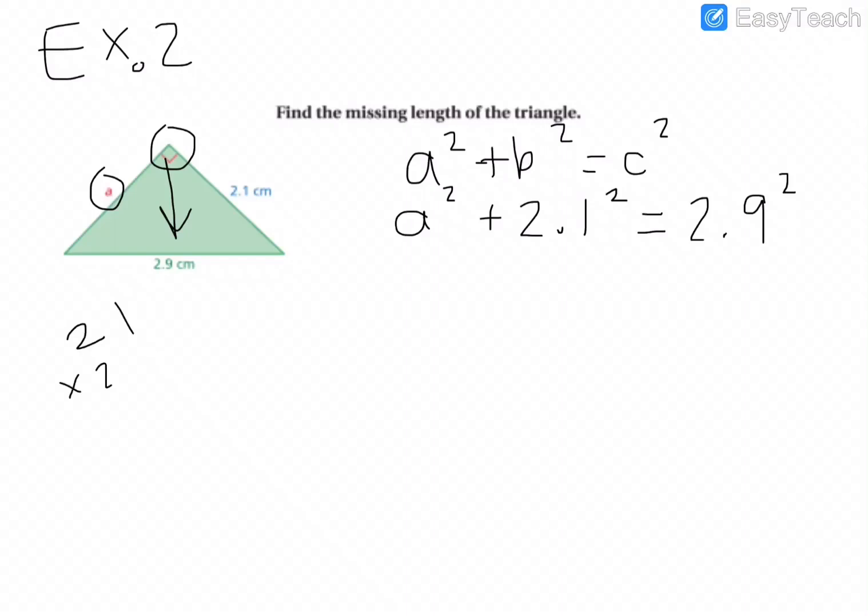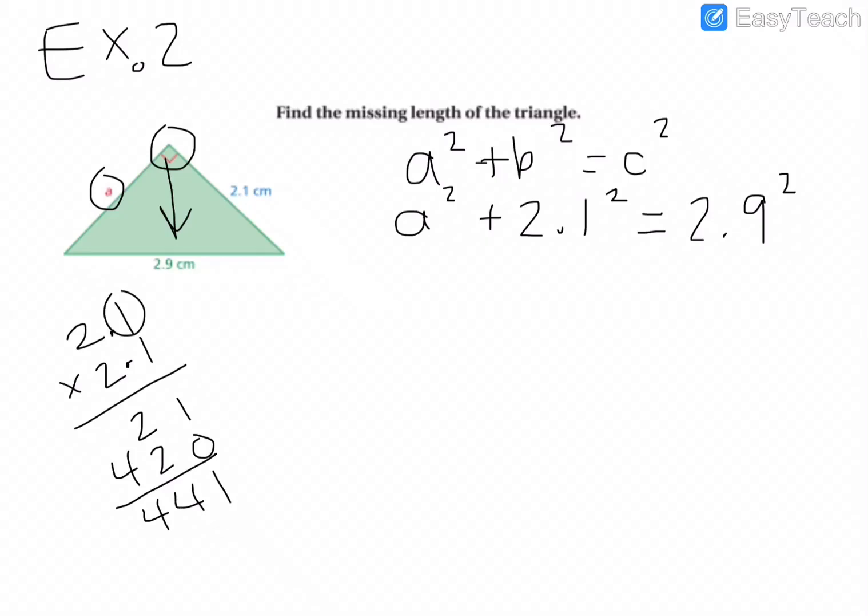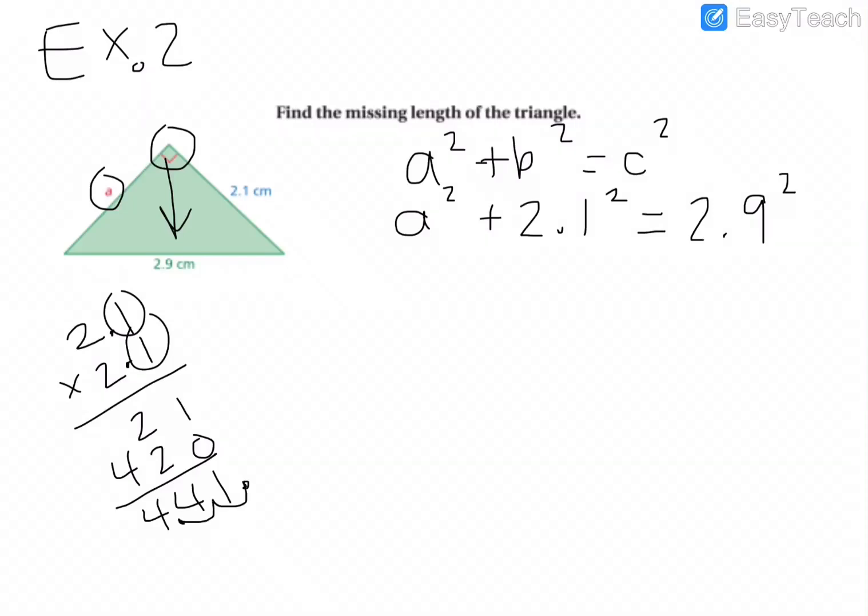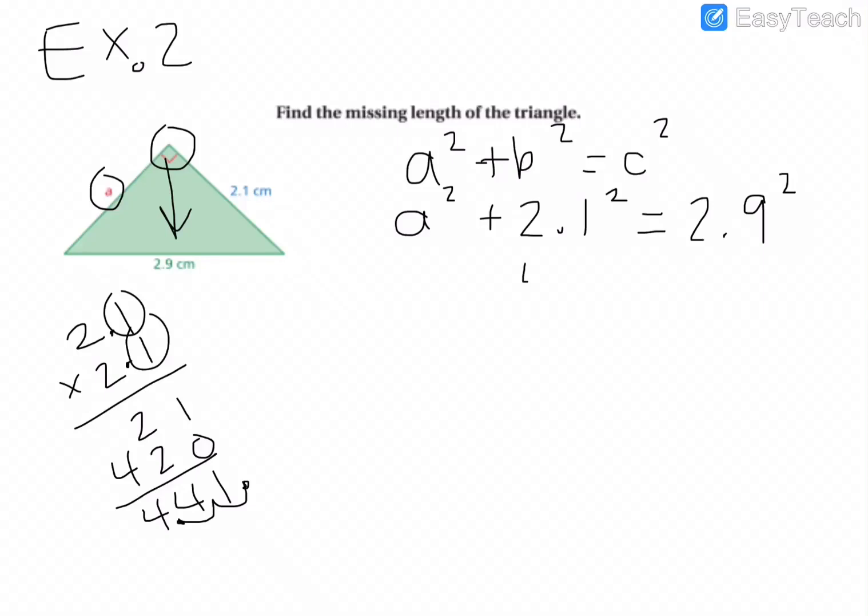21 times 21, 2 times 2 is 4. So that's 441. And then go back and put your decimal points back in. There's 2 numbers after the decimal point, which means I go back twice. So 2 and 1/10 squared is 4 and 41/100.